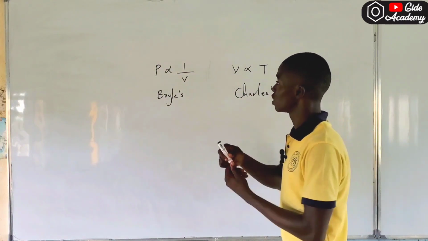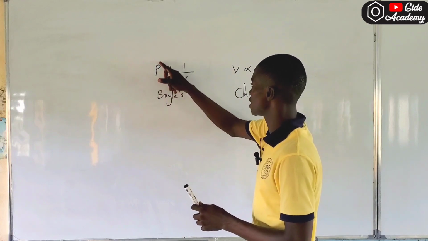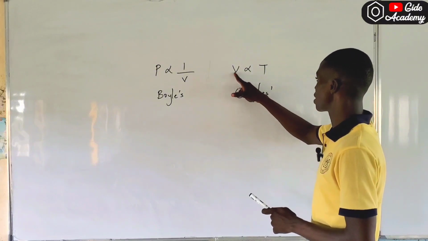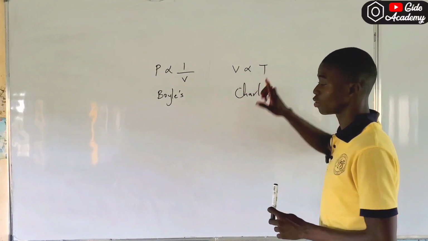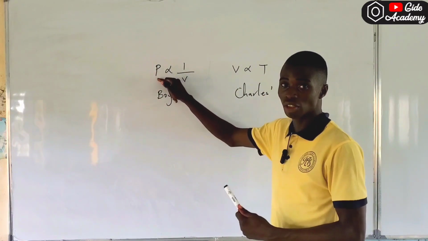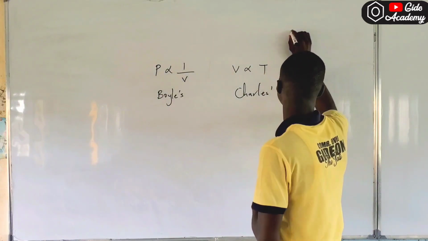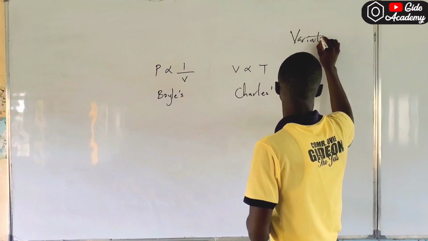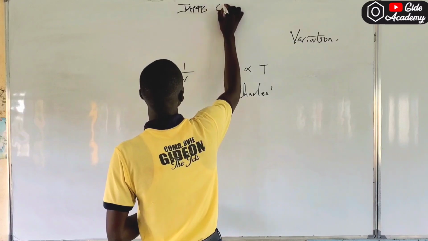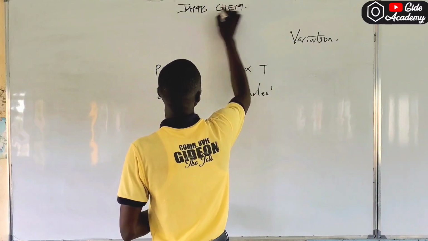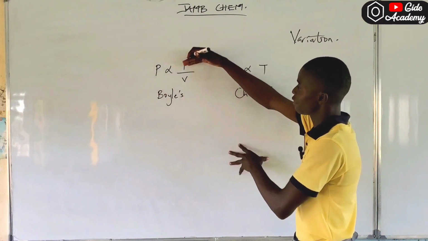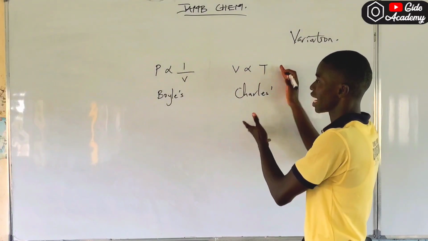And there's something I want to show you here. Boyle's law states that the pressure of a fixed mass of a gas is inversely proportional to its volume. And Charles' law states that the volume of a fixed mass of a gas is directly proportional to its temperature. So the relationship between pressure and volume is inverse variation. In mathematics, there is a topic we call variation. So this one here is an inverse variation. This very one here is a direct variation.